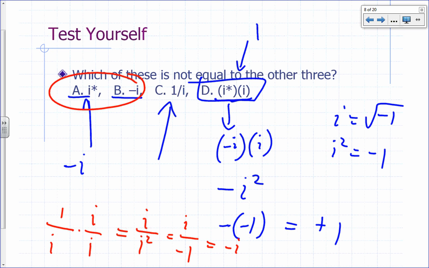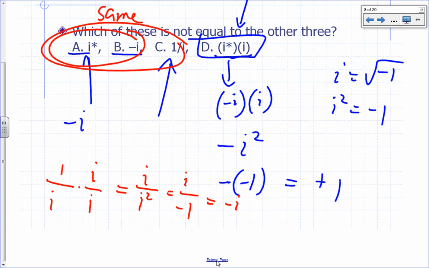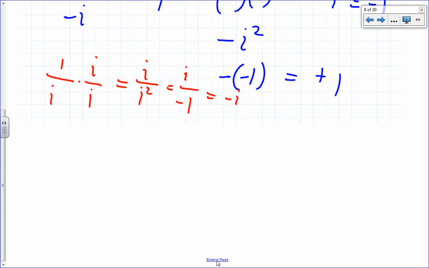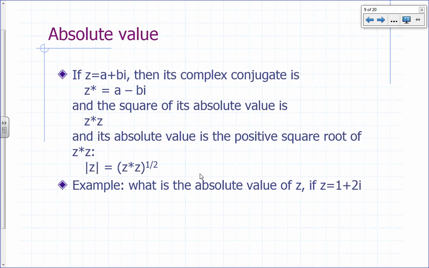Okay, so C, A, and B are all the same. And these are all the same. Okay. Another way I could have done this is I could say 1 over i times i, never mind. That's the easiest way to do it. Okay. What about this one?